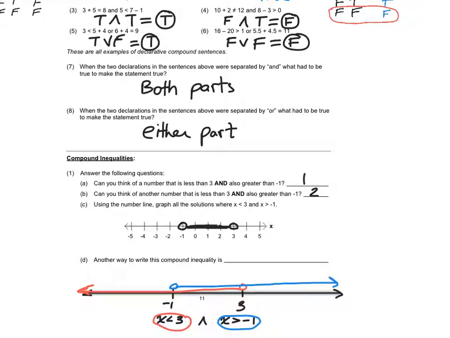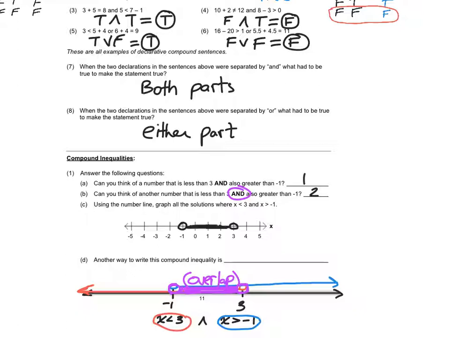So what I'd be looking at is the overlap between the two. All right, so I'd be looking at from here to here, with this being the solution, so the overlap. All right, but only because it's and.